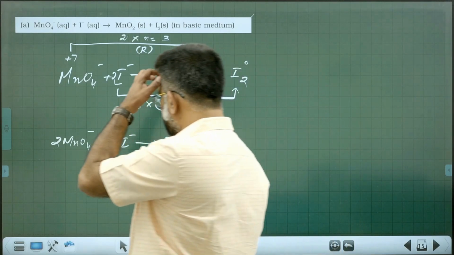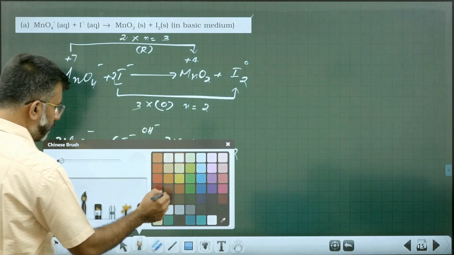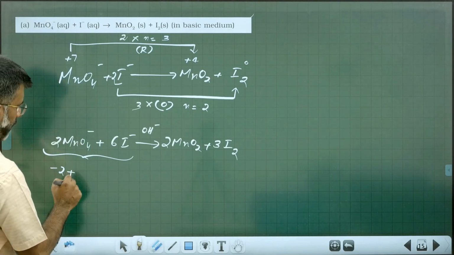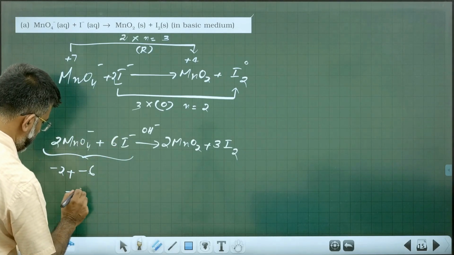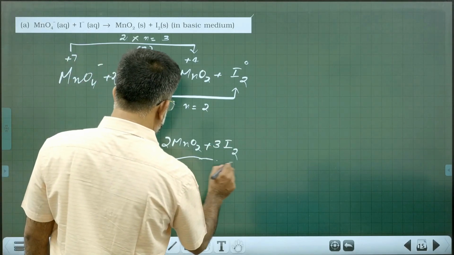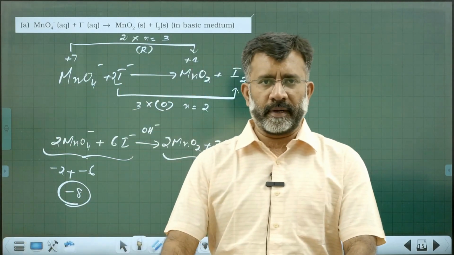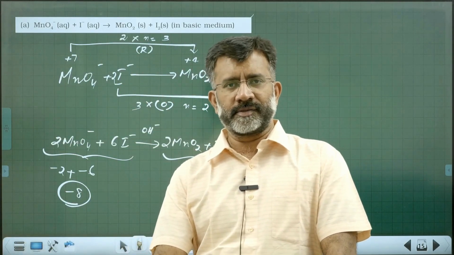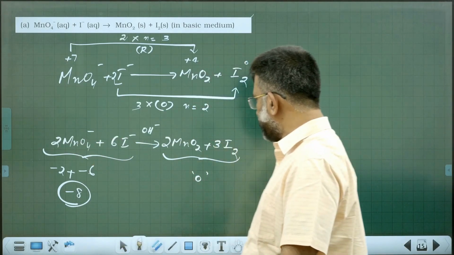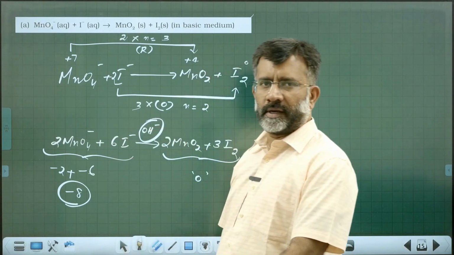So, what is the charge on left hand side? 2 minus and 6 minus. So, it is minus 8 on left hand side. What about right hand side? Right hand side it is 0 charge. So, left hand side there is 8 minus charge, right hand side there is 0 charge. Let us verify once again. 2 minus, 6 minus, 8 minus; 0, 0. So, using OH minus you can balance the charge.